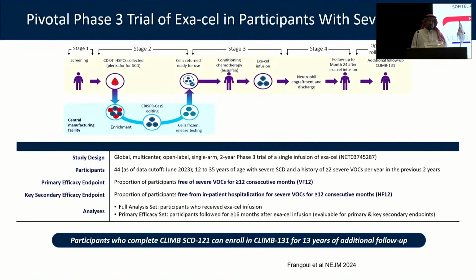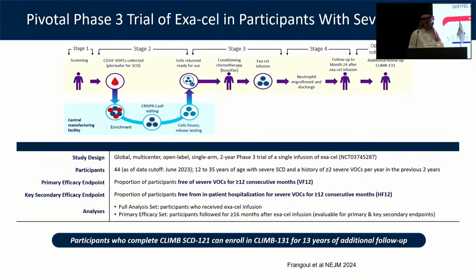Let's now talk about the data on gene editing. Let's start with sickle cell disease. This is a phase 3 trial, and before talking about the trial, this is the patient journey. You will collect the stem cells, then you will do the gene editing until the product is ready. Then you will give the conditioning therapy, which is myeloablative busulfan, infuse the product, wait until the counts recover, then discharge the patients.